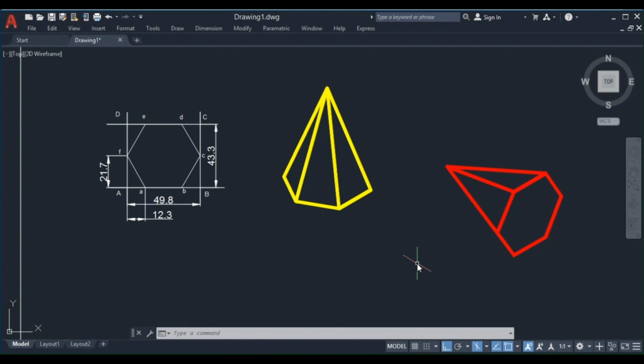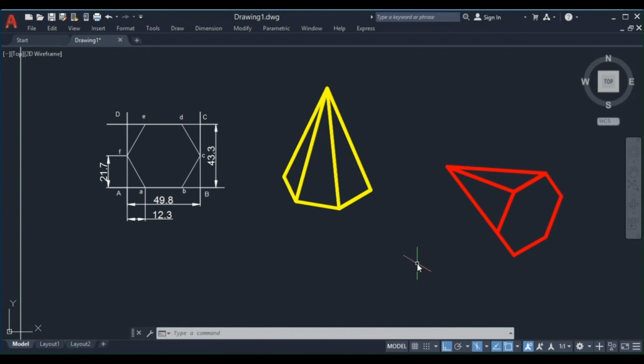Bit number 1: the solid is going to stand with its base on the HP. Next, bit number 2: the solid is going to stand with its base on the VP. So please solve this problem also on your own.